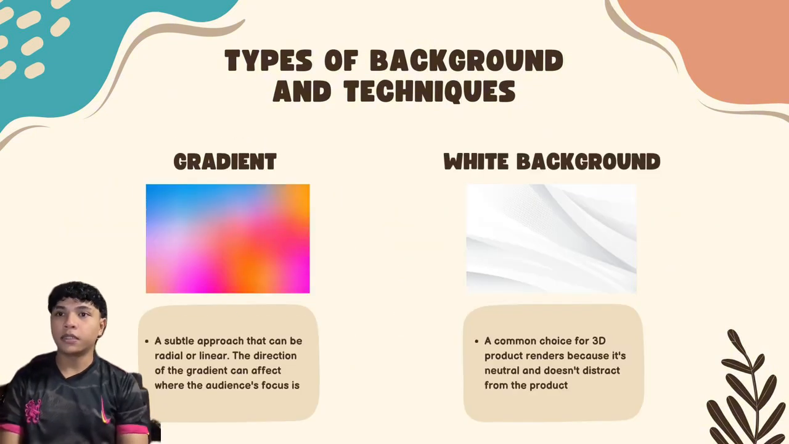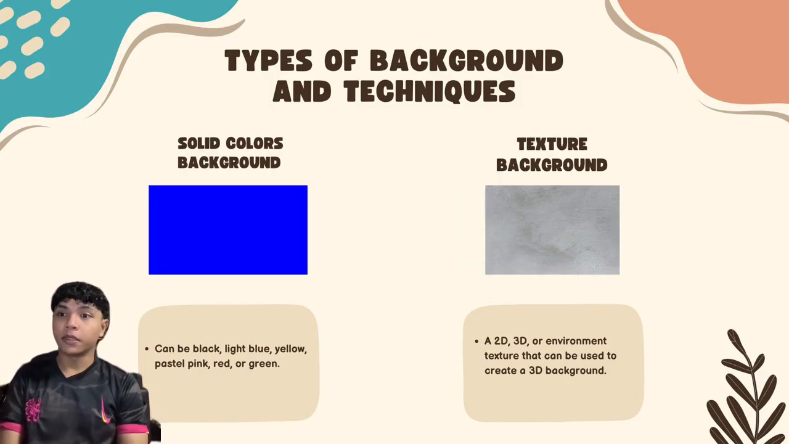Okay, next up is background. Gradient, a subtle approach that can be radial or linear. The direction of the gradient can affect where the audience's focus is. White background, a common choice for 3D product renders because it's natural and doesn't distract from the product. Solid colors background can be black, blue, yellow, pastel pink, red or green. Texture background, a 2D or 3D or environmental texture that can be used to create a 3D background.